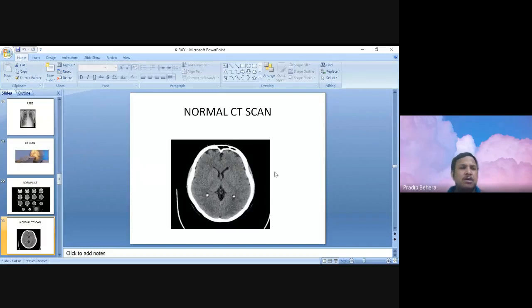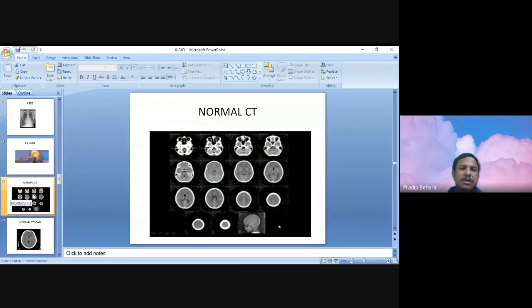So coming to CT scans, there will be some with the examiner. They may ask somebody, and if somebody gives a better answer, maybe one or two. So it will be shown with the CT scans. So CT scan, basically, I will not go into details.